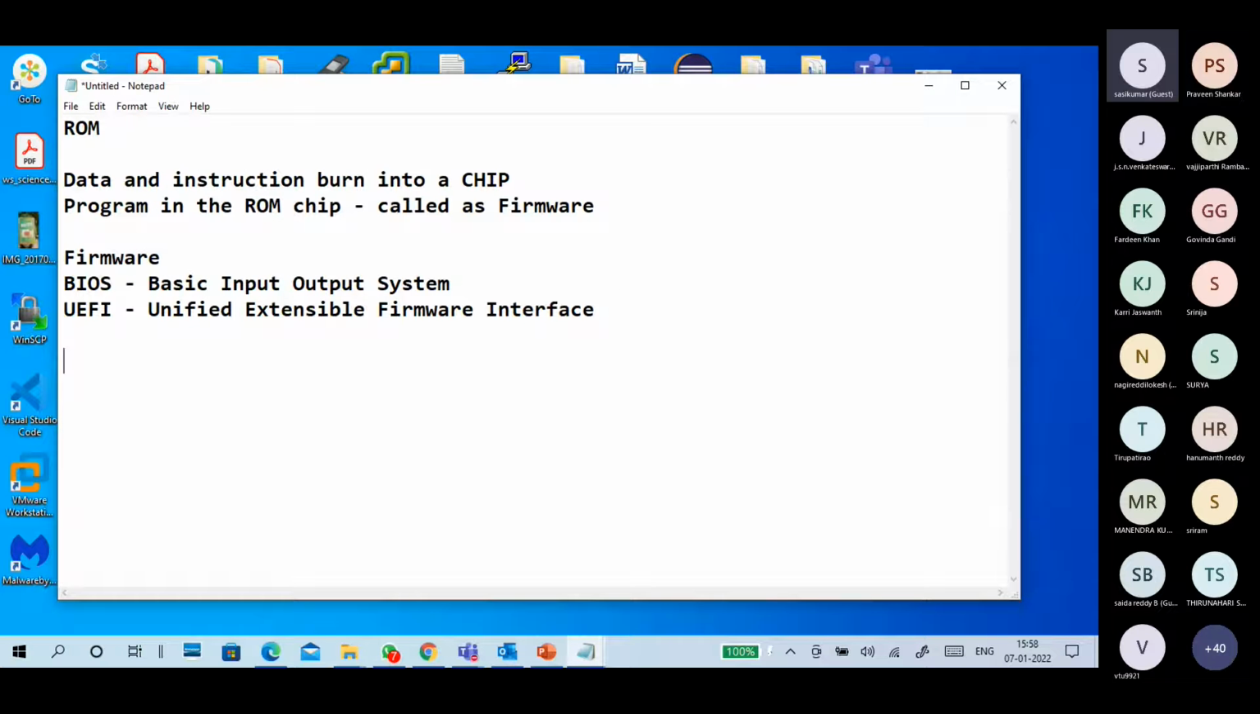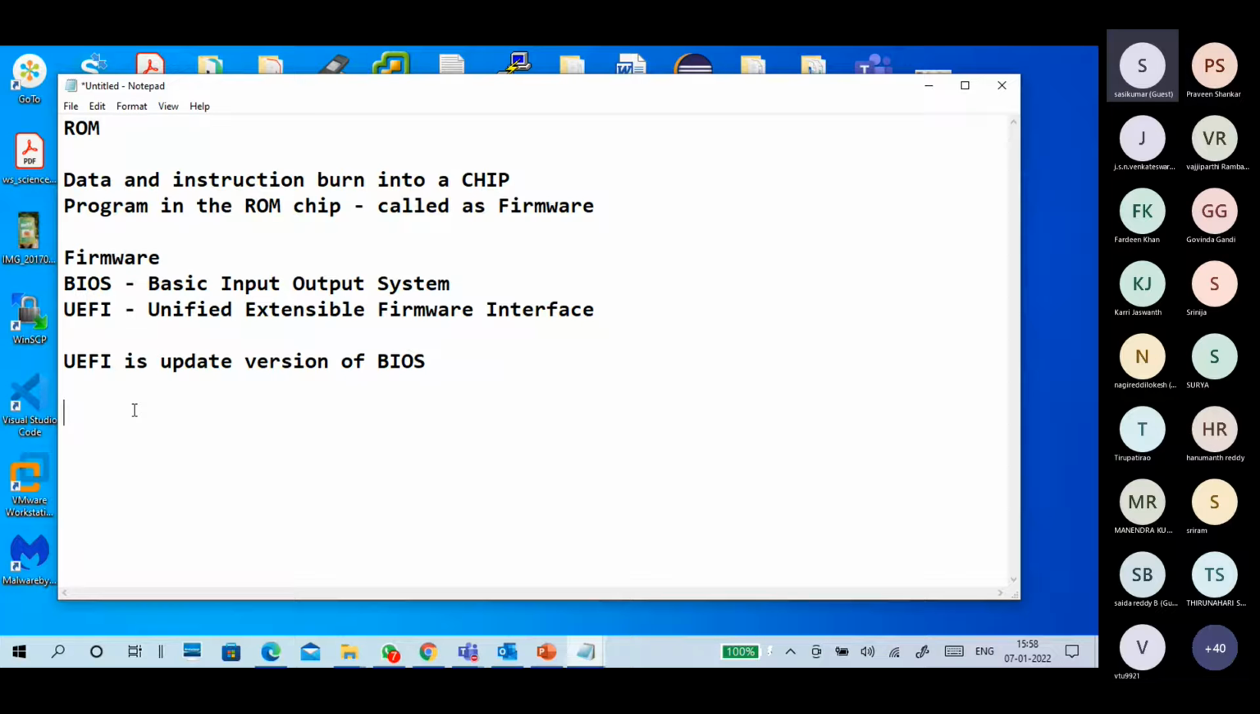Very simply said, UEFI is the updated version of your BIOS. There are some differences, like secure boot and 64-bit support. There are certain features of UEFI, but simply they are different names. We won't go deeper, because if you go there, there are so many things.